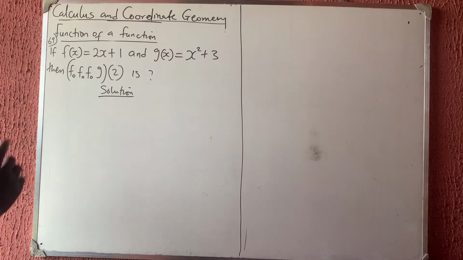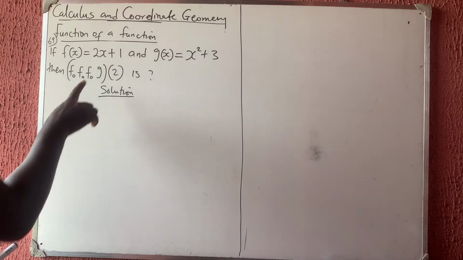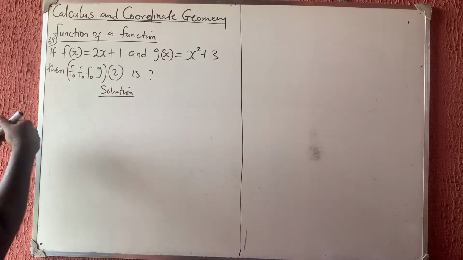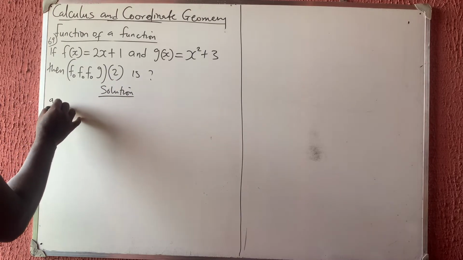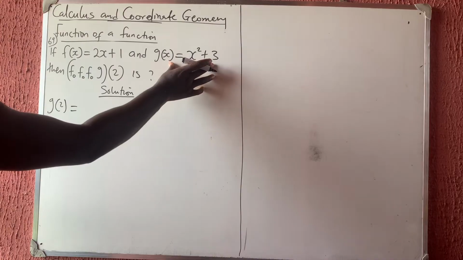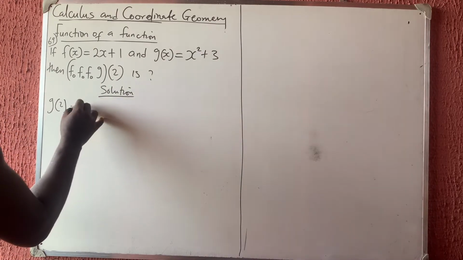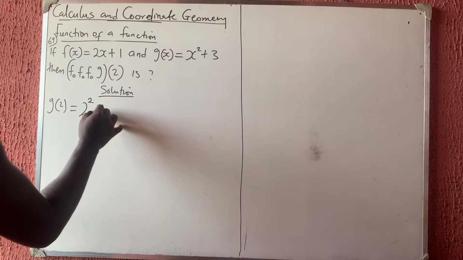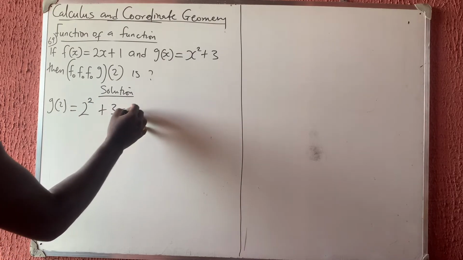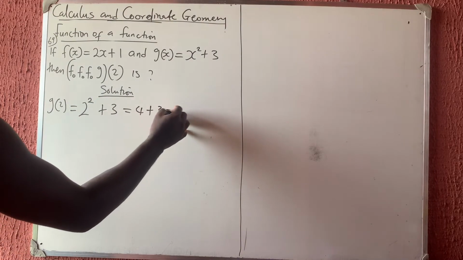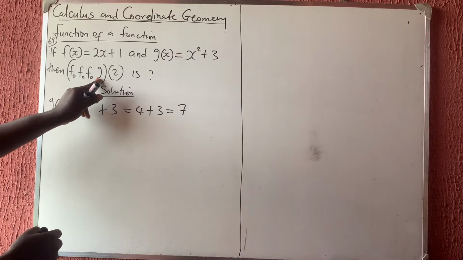Now this is the easiest math you should even solve first. Just start from the first one, g of 2. Now g of 2 simply means go to the side of g, anywhere you see x there put 2. So this is equal to what? 2 raised to power 2 then plus 3, which will give you 4 plus 3, which is 7. I have done g of 2.